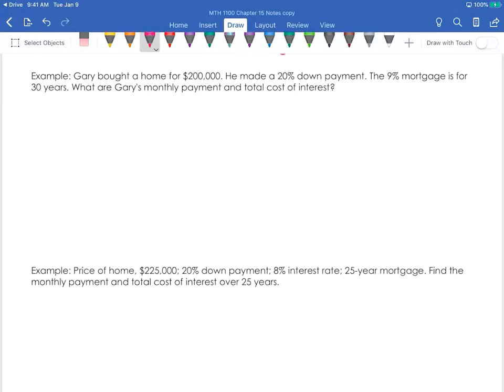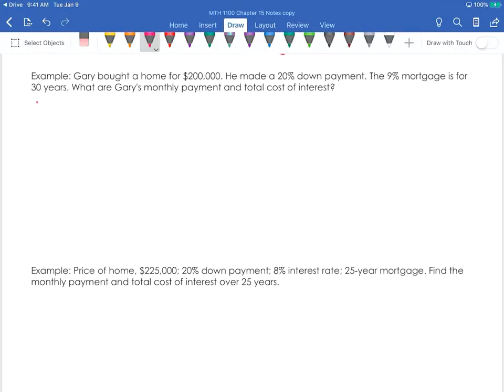So the first thing you need to do, if there is a down payment, you need to calculate that first. Now it says Gary bought a home for $200,000 and he made a 20% down payment. The reason why we have to calculate the down payment is because we don't want to pay interest on money that he already paid. We want to subtract off the down payment because that money was already put towards the home, and we only want to pay interest on the amount that we're going to borrow.